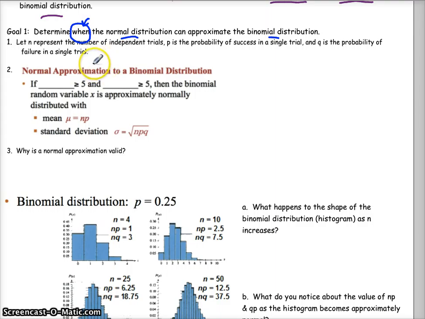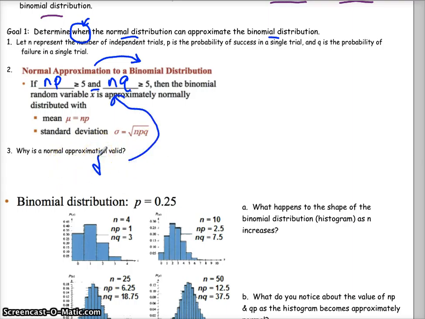In order to use a normal approximation to approximate a binomial distribution, we have to have two things that are true. N times P has to be greater than or equal to 5, and N times Q also has to be greater than or equal to 5. And notice that's an and. If these two products are greater than or equal to 5, then we can use a normal approximation to calculate a binomial distribution. All right, so why is a normal approximation valid? Because this information is true.